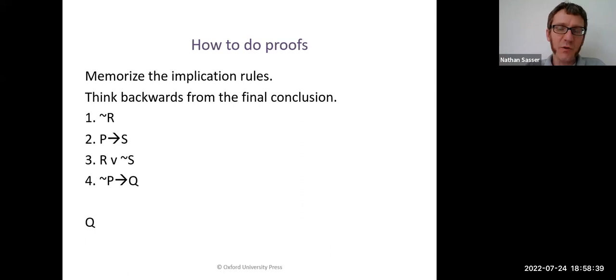So let's use this example that was given to us in the last section. You've got these premises, 1 through 4, and you're supposed to prove from that Q is true. How are you going to do that? I have two tips for you. The first is absolutely essential. You must memorize all of the implication rules.